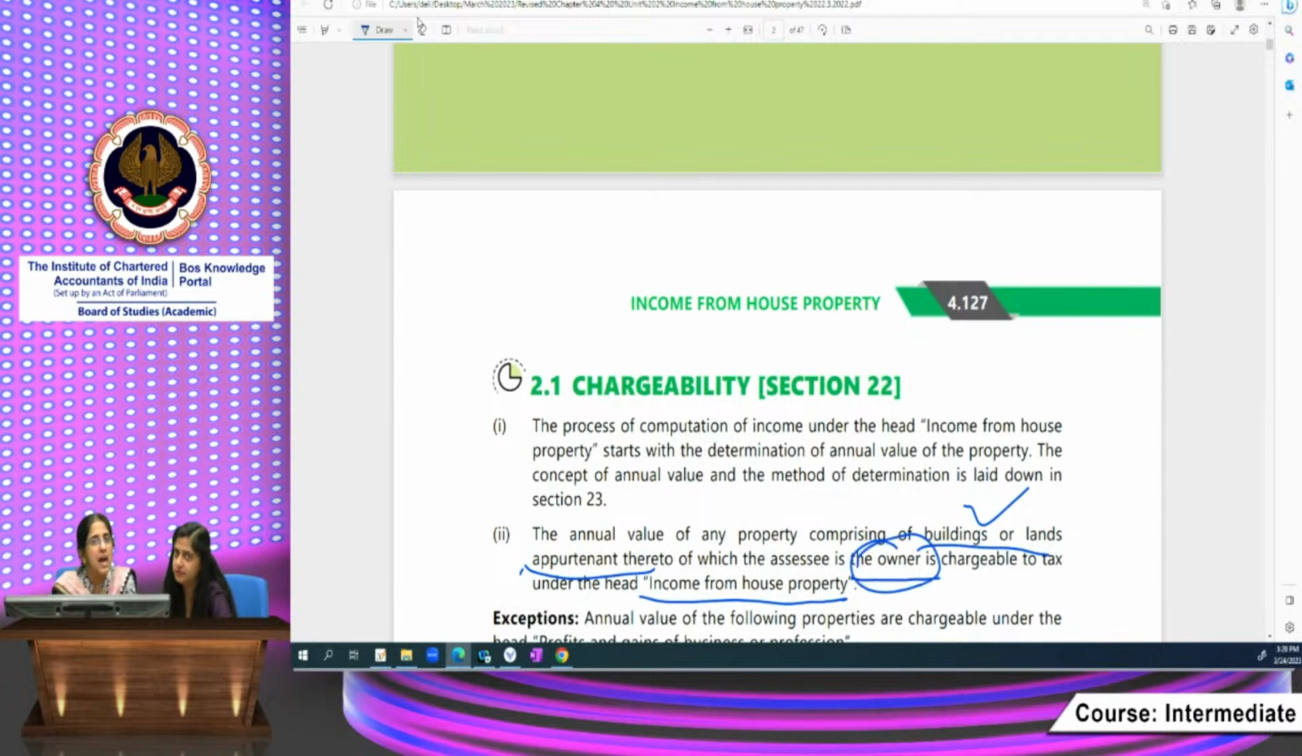So suppose I myself have rented the house from somebody, and then I've sublet it to somebody else, then that subletting receipt will be taxable under income from other sources. That will not be taxable under the head income from house property. Okay, so there has to be a building, land can be appurtenant thereto, and I should be the owner of the house property.